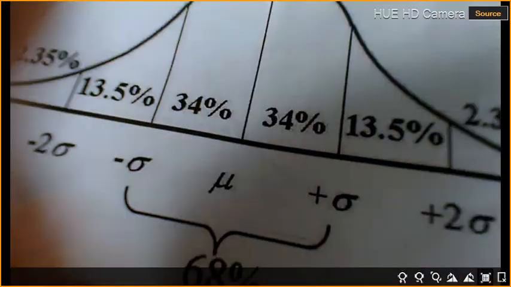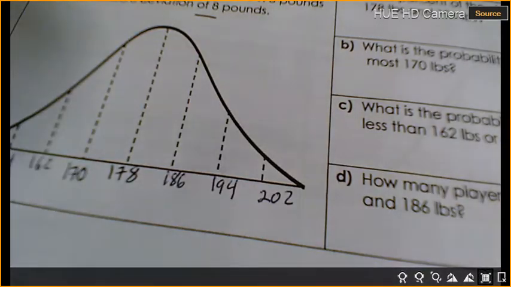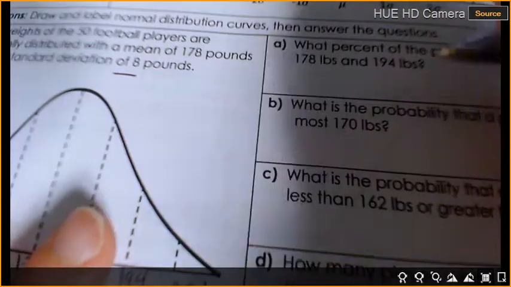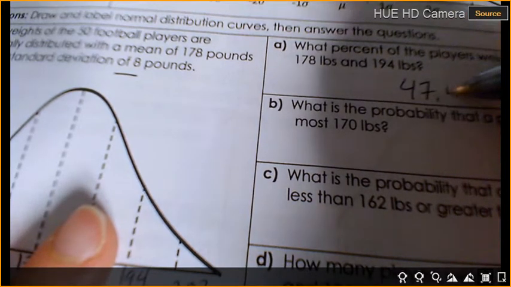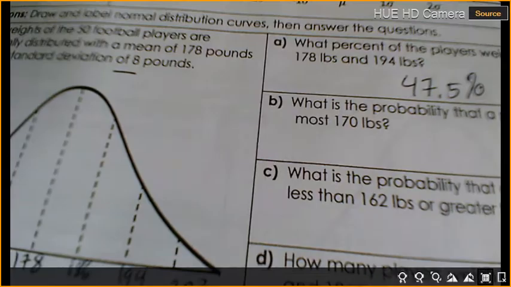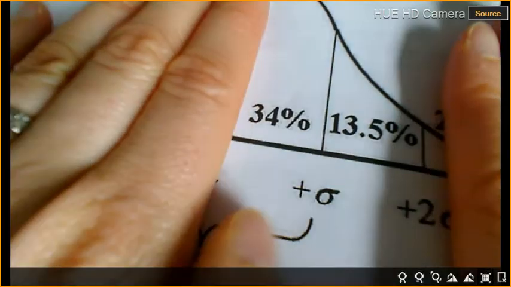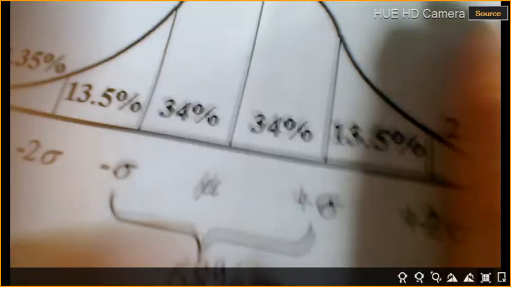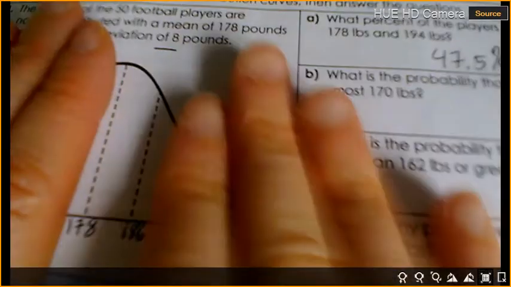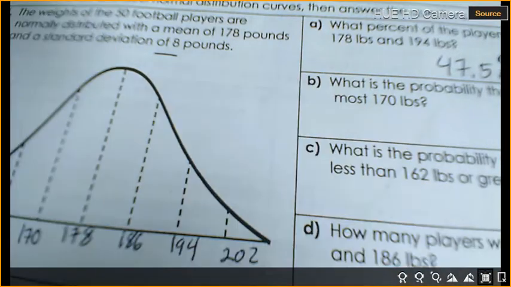Yep. And what do we get? What's 34 plus 13.5? That's why you should have a calculator in front of you and not be on your phone. It is 47.5%. Okay. So if we have this paper right here, we added 34 plus 13.5 because that's the spot on this picture that I'm looking at. Okay?